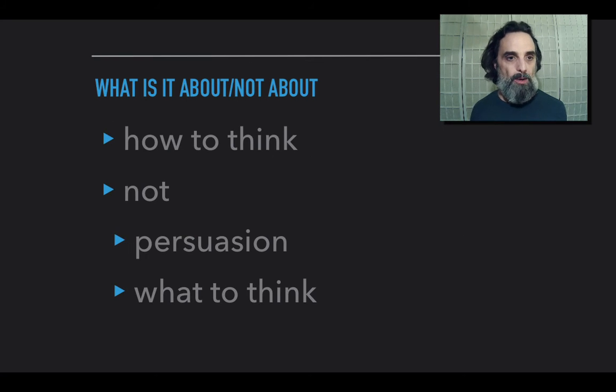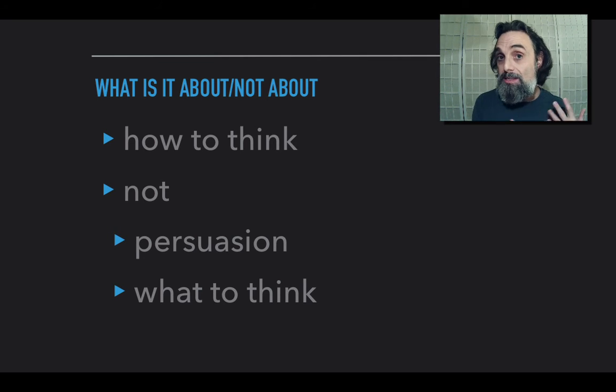What it's more about is how to think, and less about both persuasion and also what to think. Hopefully good reasoning is persuasive, but there are lots of ways of being persuasive that don't involve good reasoning, lots of rhetoric and appeals to emotion and so on. Those can be very useful and legitimate ways of communicating, but they're not what we're interested in in this class. What we're interested in is the evaluation of beliefs by rational standards and doing so systematically. That's the how to think.